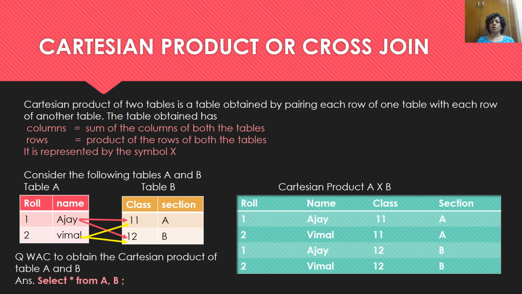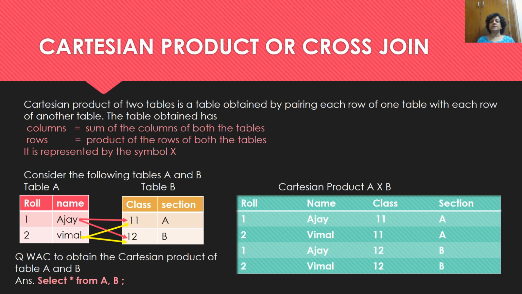Cartesian product or cross join. Cartesian product of two tables is a table obtained by pairing each row of one table with each row of another table. The table obtained has columns equal to the sum of the columns of both the tables and rows equal to the product of the rows of both the tables. Cartesian product is represented by the symbol cross.